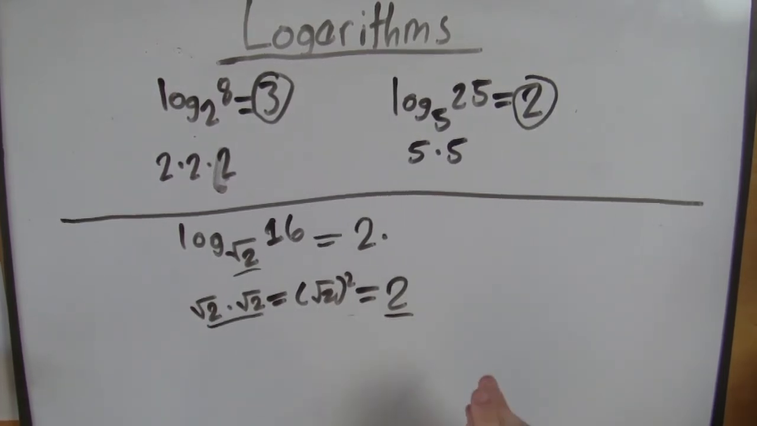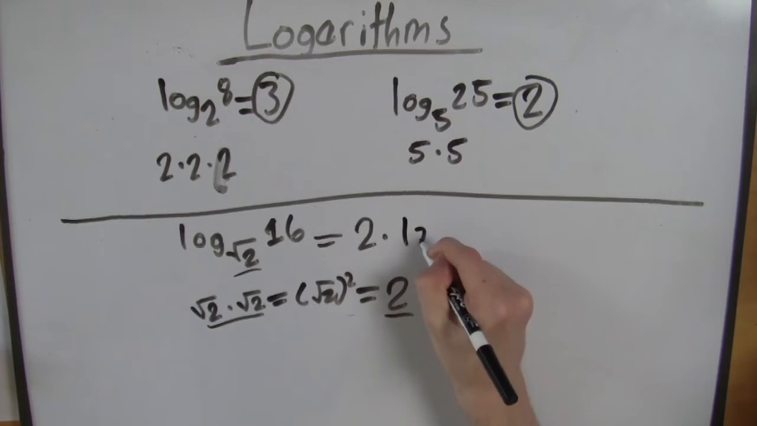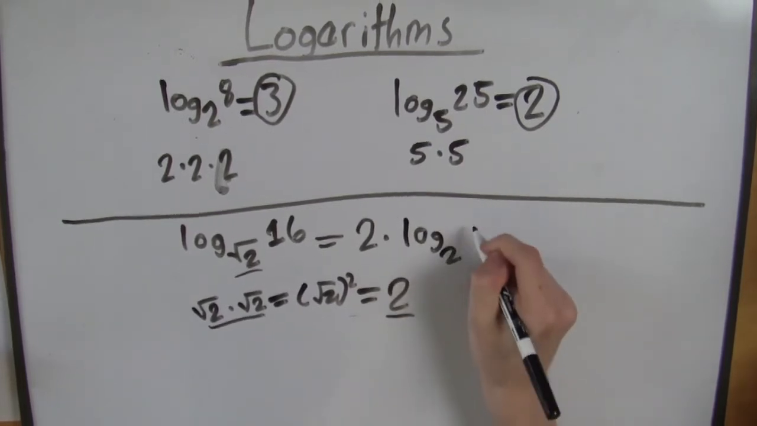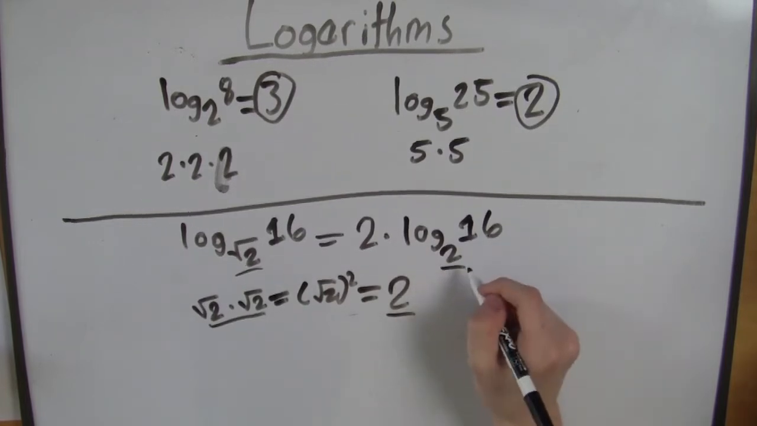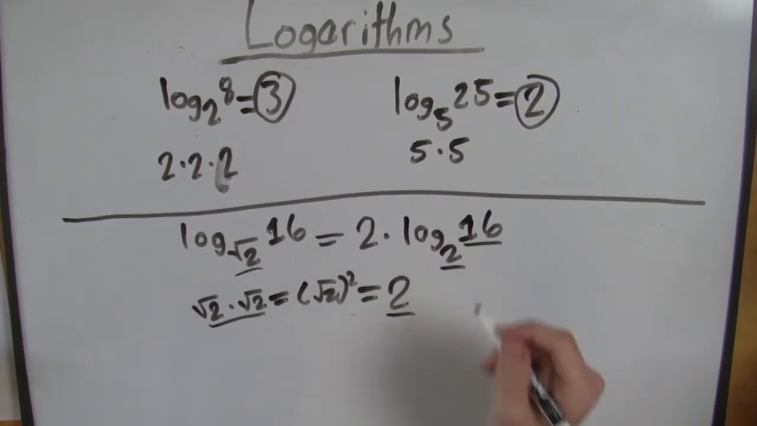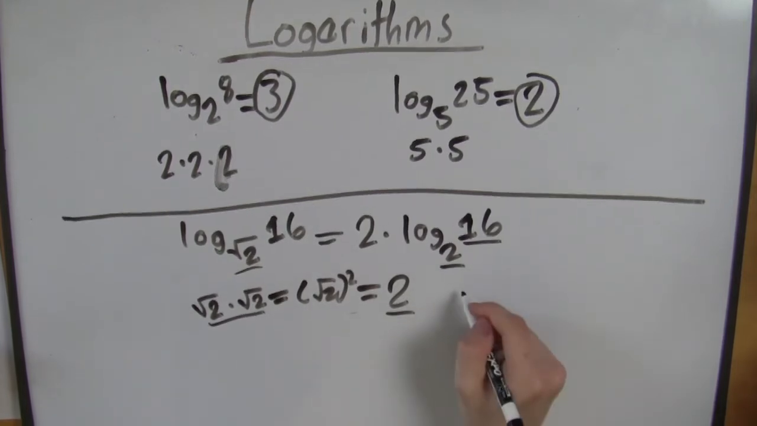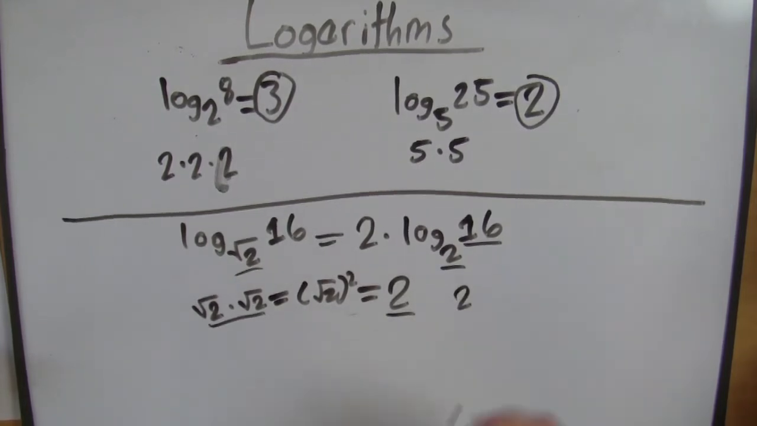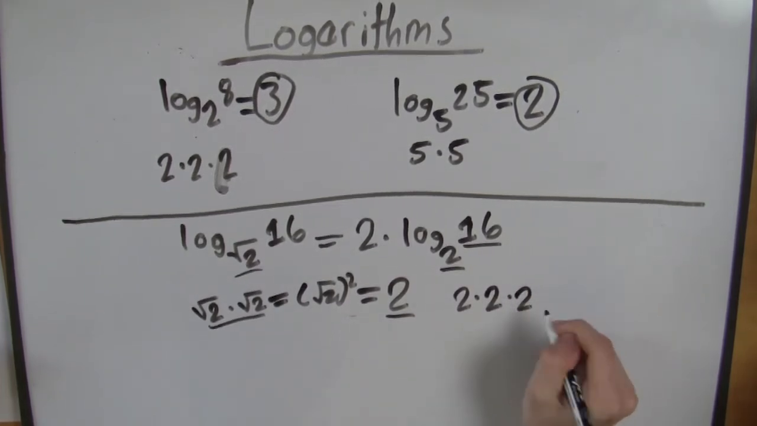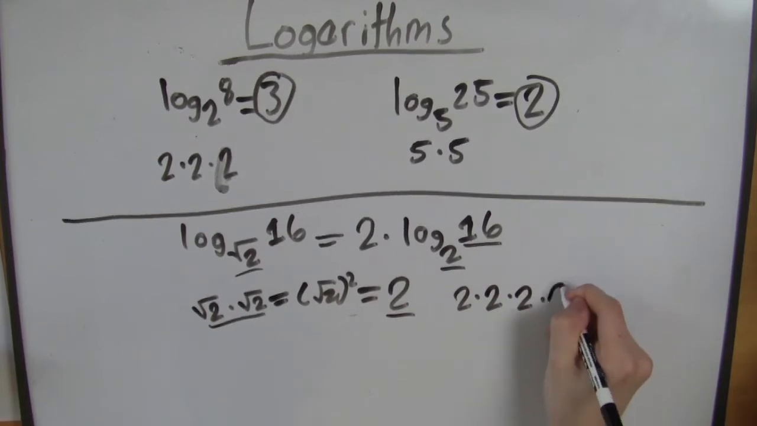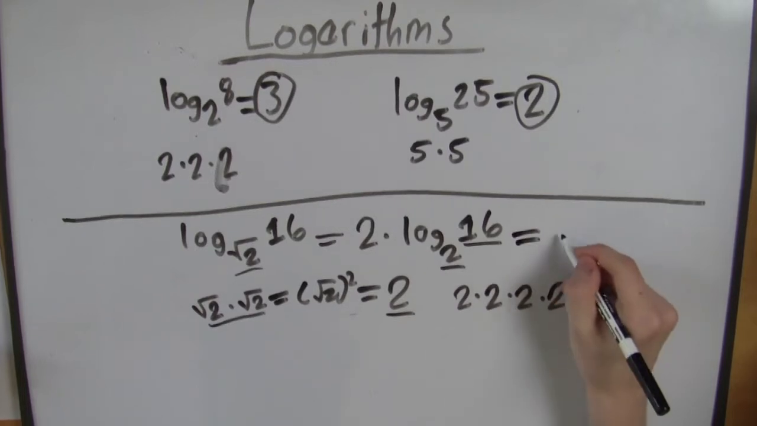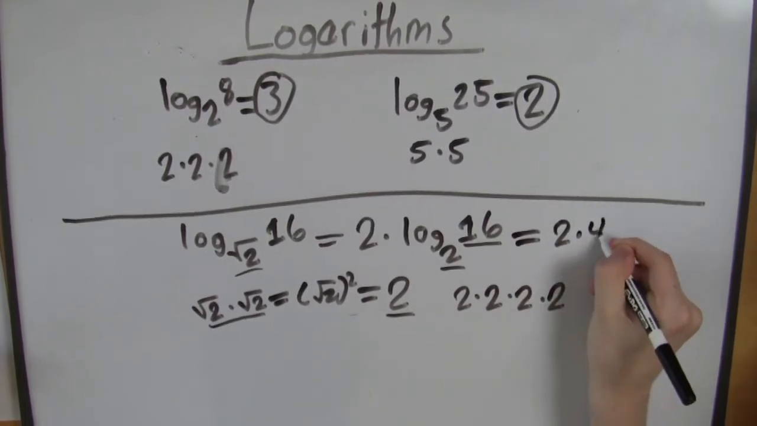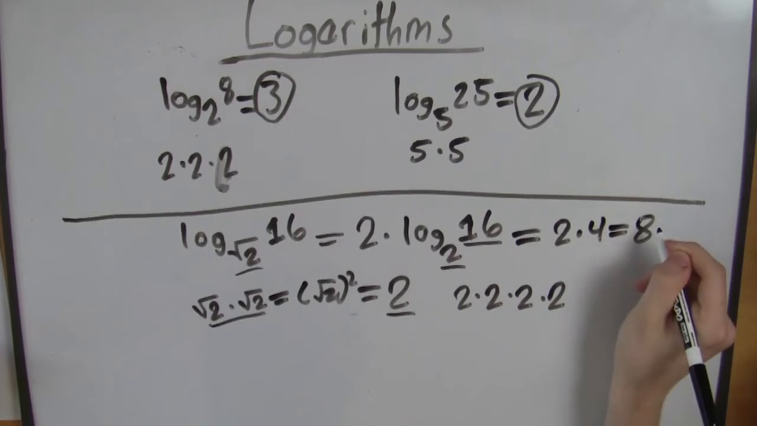That sounds like a logarithm. That sounds like log base 2 of 16, right? How many times do I have to double to be 16 times as big? Let's answer that. If I double once, I'm 2 times as big. If I double twice, I'm 4 times as big. Double 3 times, I'm 8 times as big. Double 4 times, I'm 16 times as big, right? So this is 2 times 4, or 8.